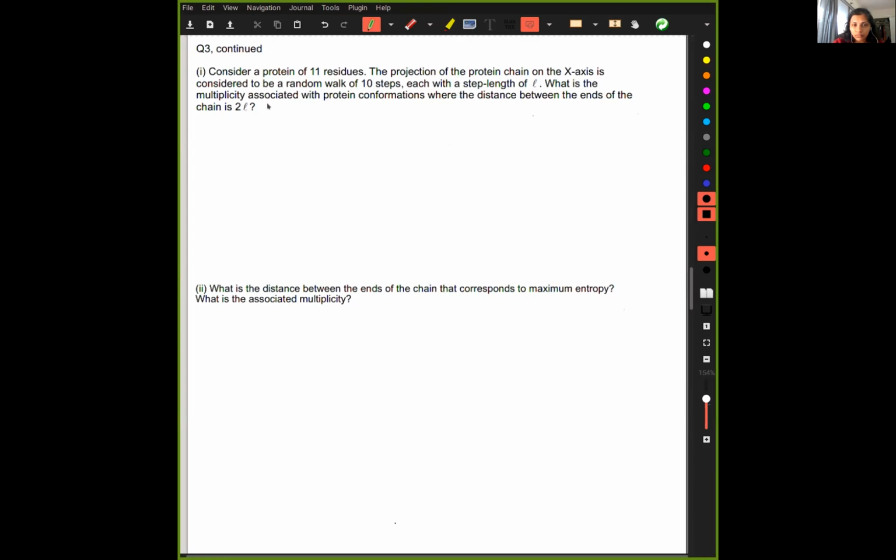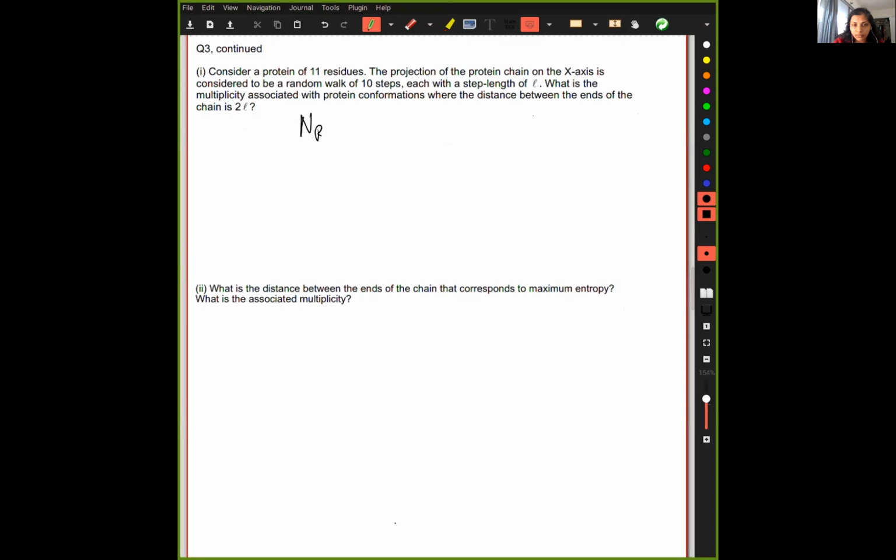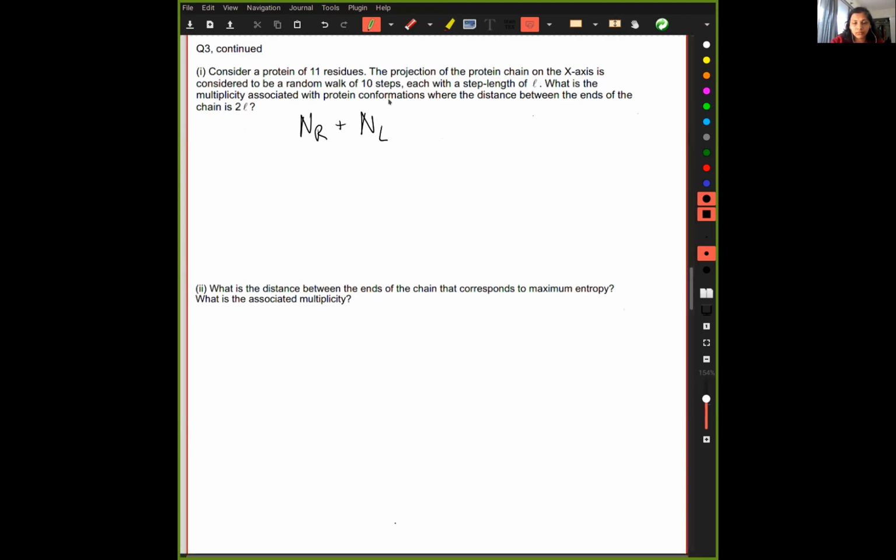And they ask what multiplicity is associated with protein conformations, where the distance between the ends, so the end-to-end total displacement, is 2L. So if we let nr be the number of steps we take to the right, and nl be the number of steps we take to the left, we can solve for this by noting first that we have 10 total steps, so we know that nr plus nl must equal 10. And also we know that our total displacement is 2L, and each step takes L in displacement.